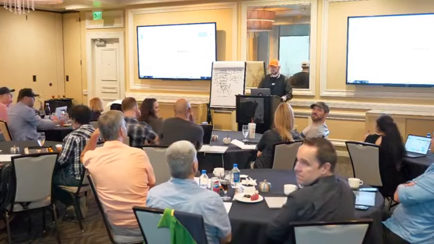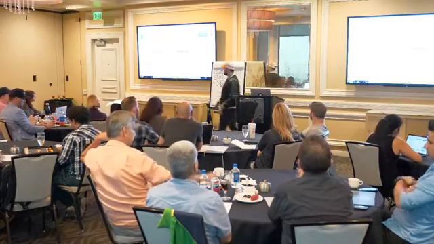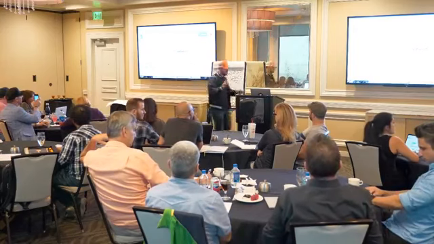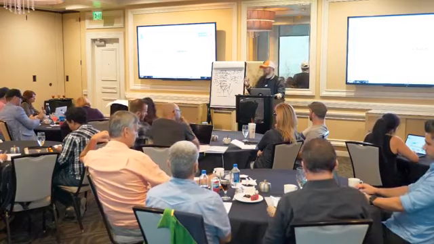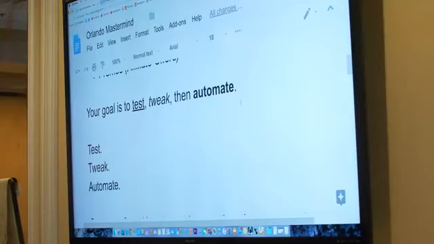Okay, your goal. It's these 3 things. Your goal is to test, tweak, and then automate. So that funnel that I just showed you, your funnel could be something different. Your goal is to test it, tweak it, and automate it. So the first thing you need to do is test it. If you don't test it, all you're ever doing is learning. You have to go and actually take action.